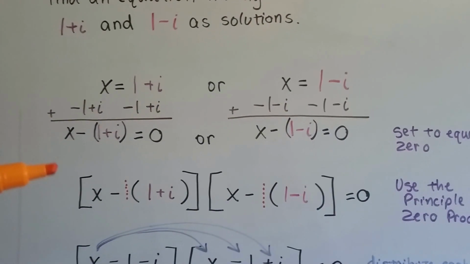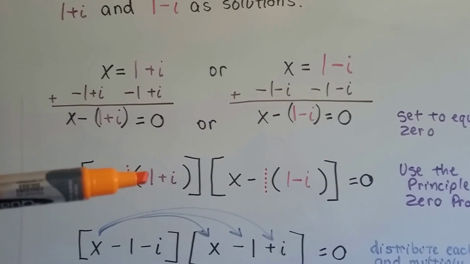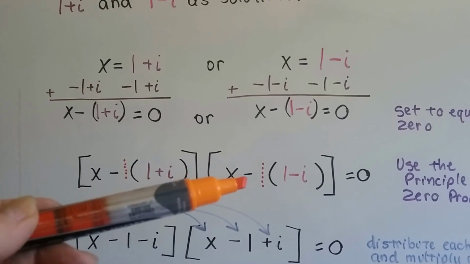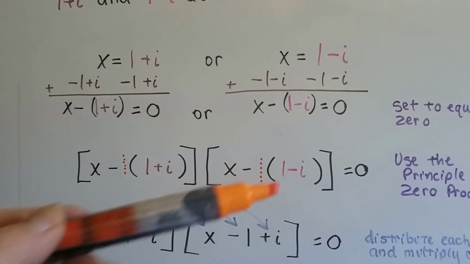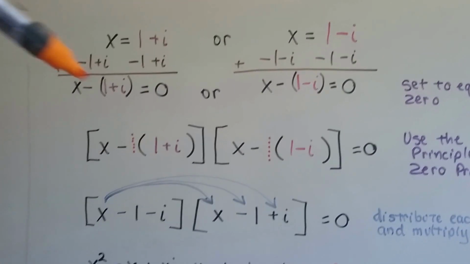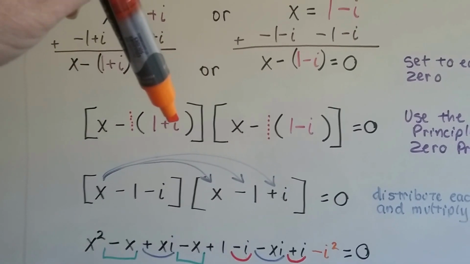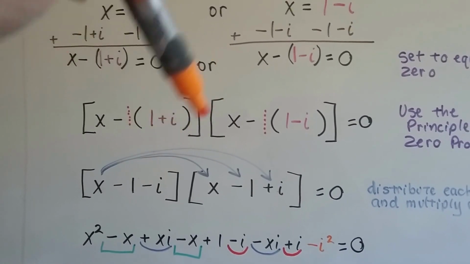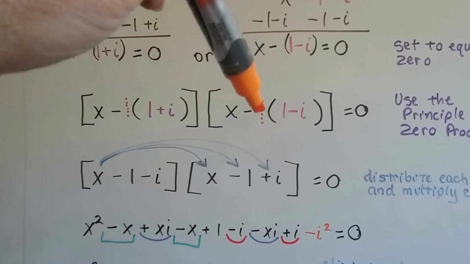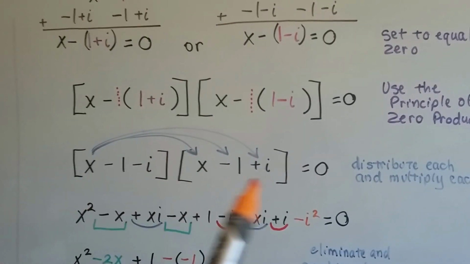Now, we can rewrite it in brackets so it's easier on our eyes. We've got x minus 1 plus i, x minus 1 minus i, and we've got that invisible 1 here, so we can distribute that negative, right? So that's going to make this a negative 1, and a negative times a positive i makes a negative i. And then here we're going to distribute it, and that's going to be a negative 1, and this is going to make it a positive i. And we can set it to equal 0, and we'll distribute and multiply each one.